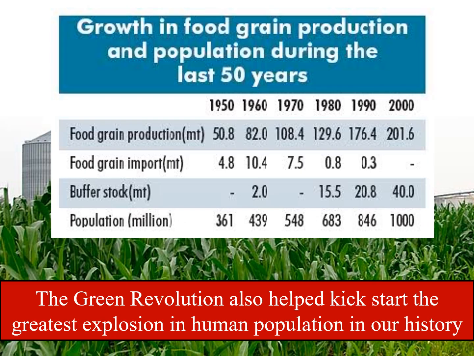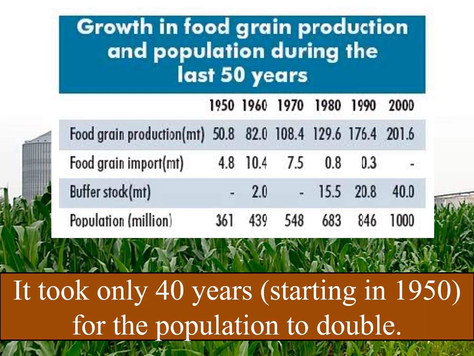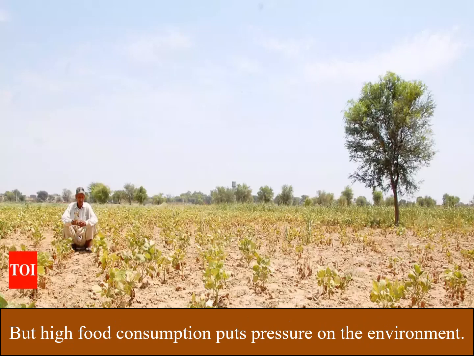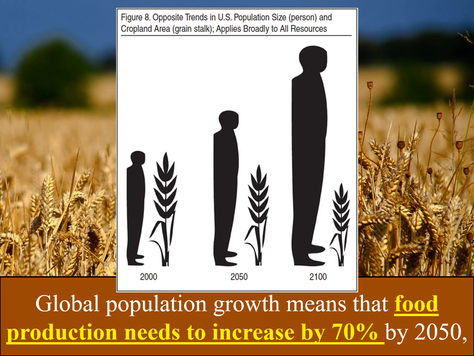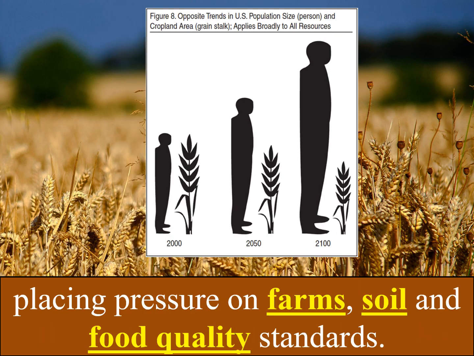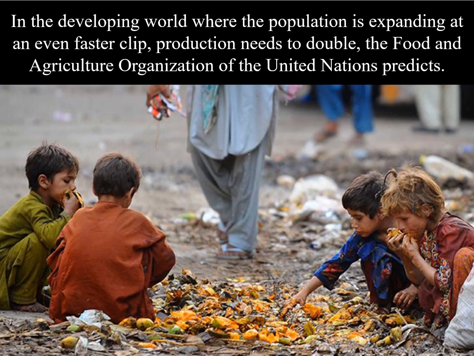The Green Revolution also helped kickstart the greatest explosion in human population in our history. It took only 40 years, starting in 1950, for the world population to double in size. But high food consumption has put pressure on the environment. Population growth and stress on the environment. Global population growth means that food production needs to increase by 70% by 2050, placing pressure on farms, soil, and food quality standards. In the developing world, where the population is expanding at an even faster rate, production needs to double, the Food and Agriculture Organization of the UN predicts.